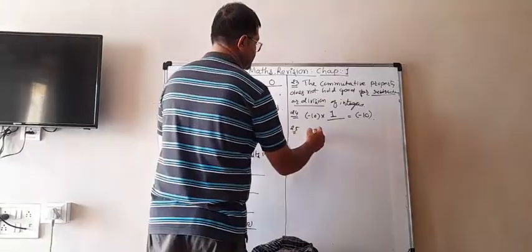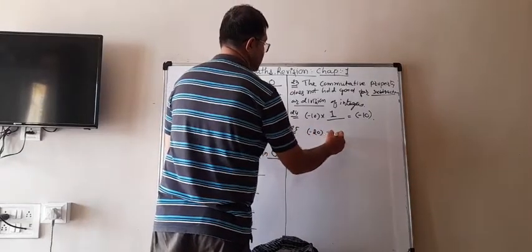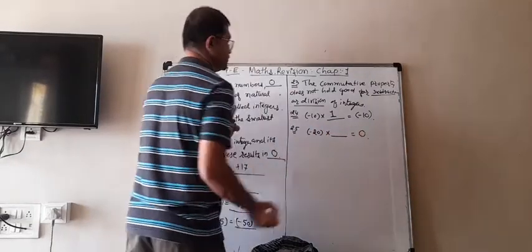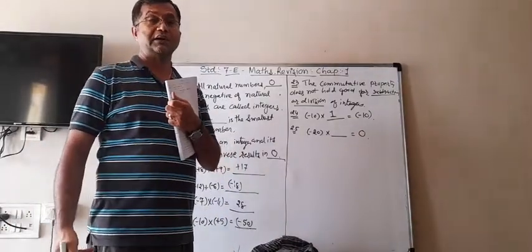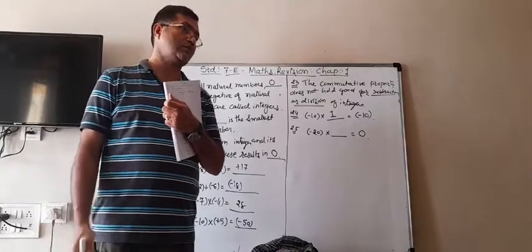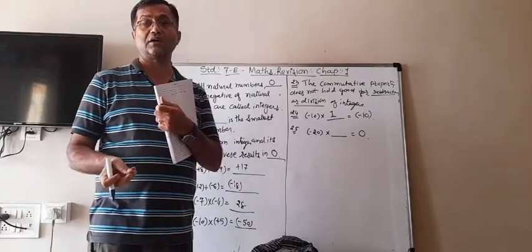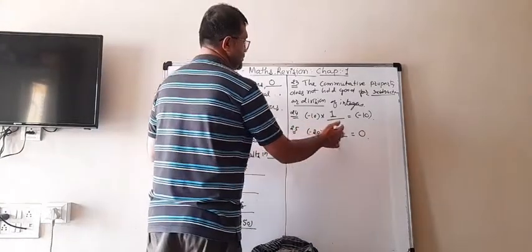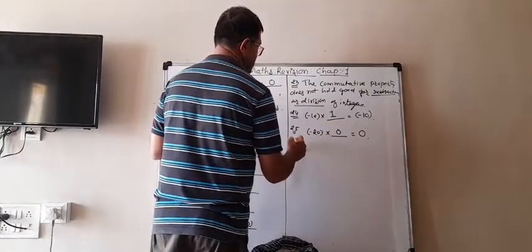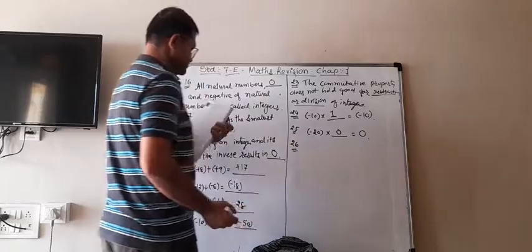Minus 20 multiplied by blank is equal to 0. Here the multiplication gives 0. Okay, when can it be 0? When we multiply any number with 0, then only the answer will be 0. So minus 20 multiplied by 0 is 0 again.